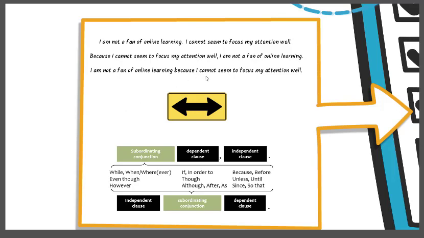Again, neither is better than the other. It just really comes down to how you want to write it and what you want to emphasize. Should you choose to use the subordinating conjunction in the middle, there is no comma that is necessary. Oftentimes, students will try to place a comma before the word because, but it is unnecessary.